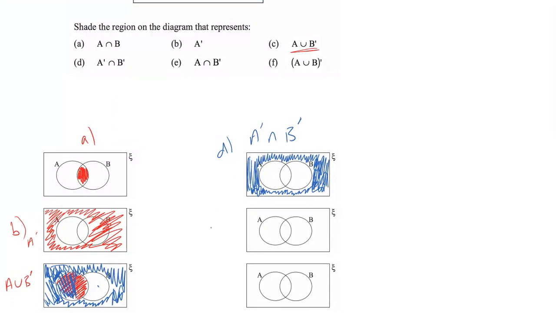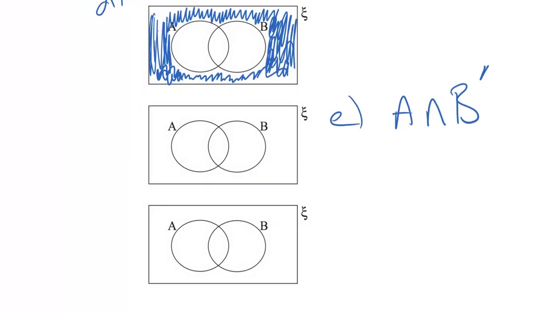Let's do E. So E, we're going to do A intersect B dash. So things that are in A intersecting with things that are not in B. Well, they have to be in A and not in B. So the only area that is in A and not in B is this area I'm shading in now. There we go. That shape there is A intersect B dash.